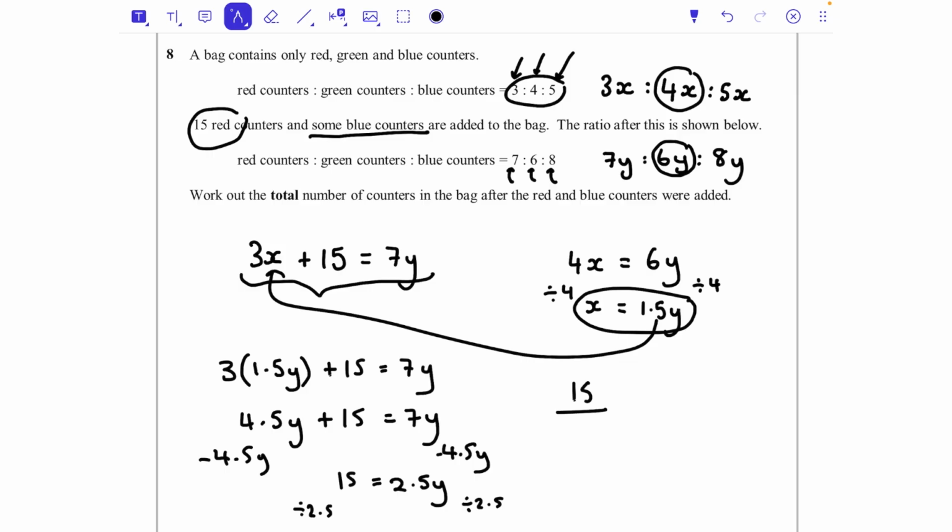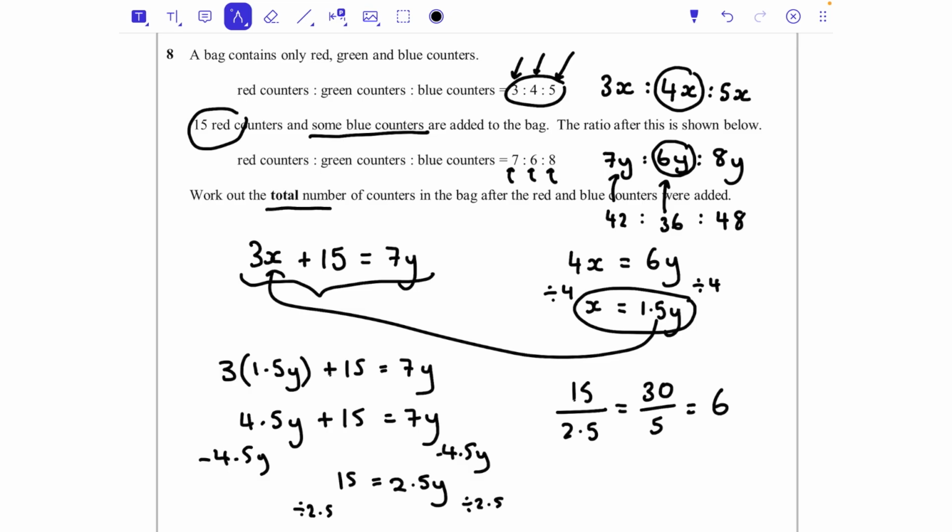So we need to divide by 2.5. And 15 divided by 2.5. Again, don't love having a decimal at the bottom. So I'm going to double it and make it 30 divided by 5, which we know is 6. So we now know that y is 6. So that means if y is 6, there were 42 red counters. There were 36 green counters, and there were 48 blue counters after they were put in.